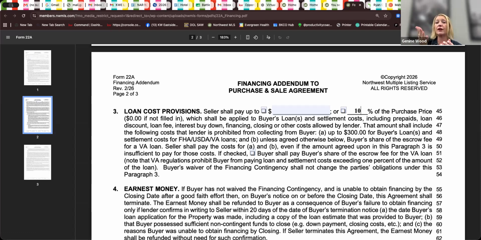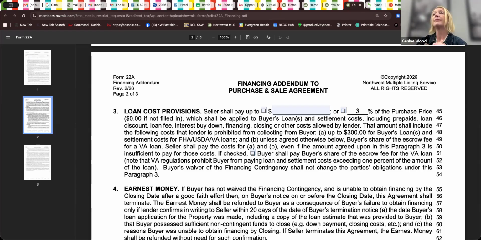So when you're filling this number in, let's say we do 3%, remember and remind your buyer, you're also going to have an inspection. Do you want the seller to fix the problems if we find them? Do you want the seller to lower the cost of the house, reduce the sales price? Or do you want them to give you more closing cost money that you can then use towards the repairs?